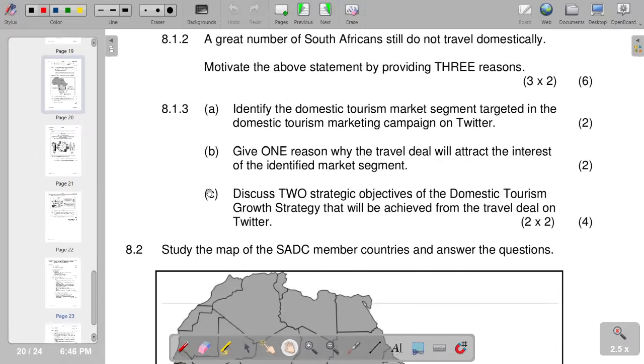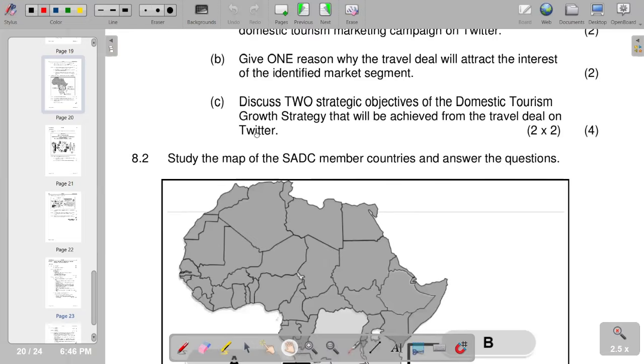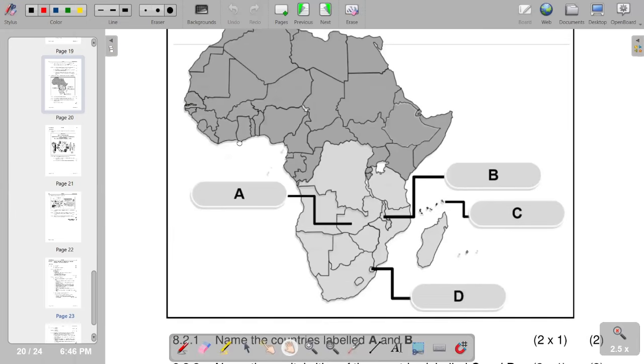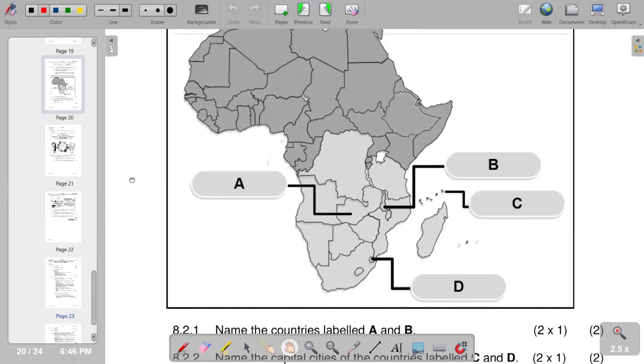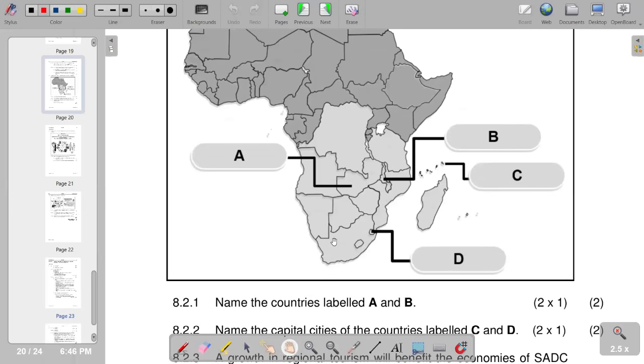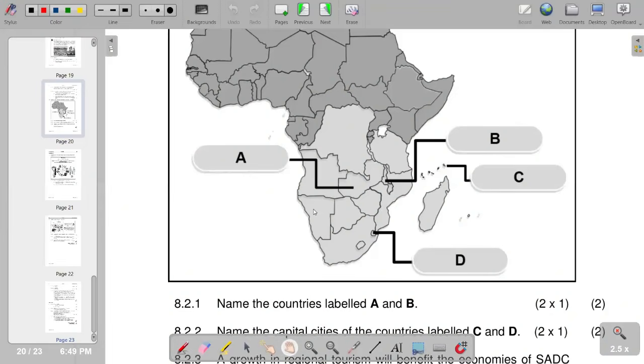And of course, we move on to 8.2, study the map of the SADC member countries and answer the questions. So this is the map that we have. And of course, our question is name the countries labeled A and B. So you see that the country that we have is our A. We can try to identify which country we have in terms of A. And of course, the question requires us to identify A and B, so A is Zambia, and B, you'd see that B is Malawi.